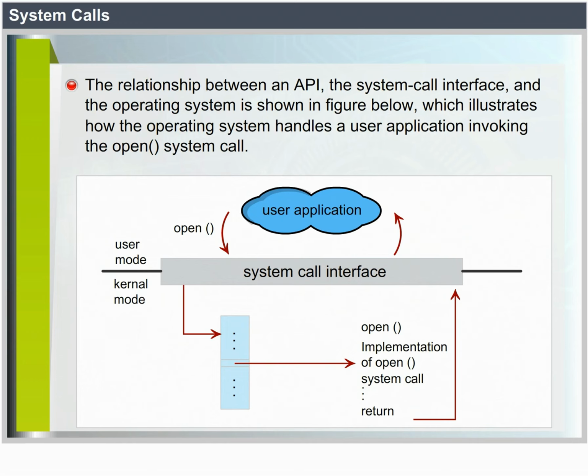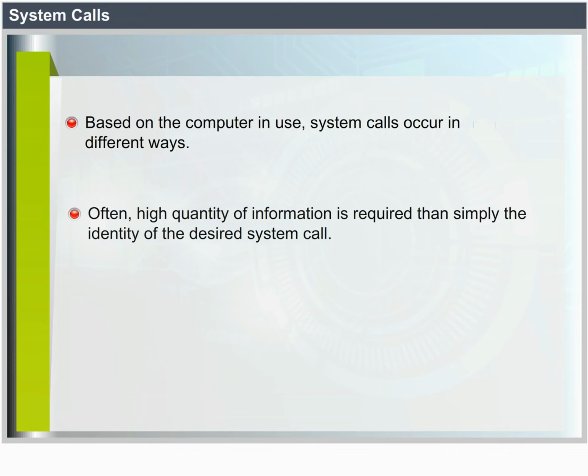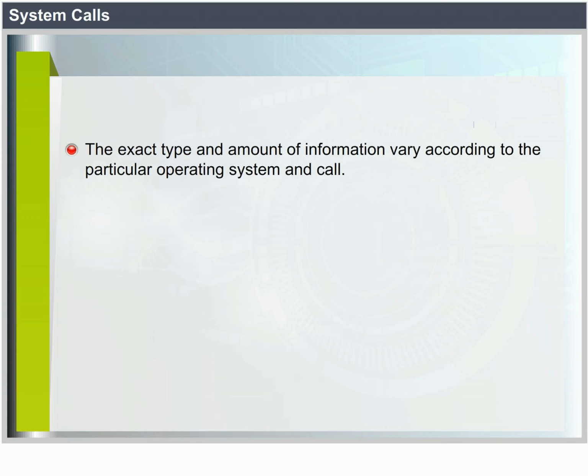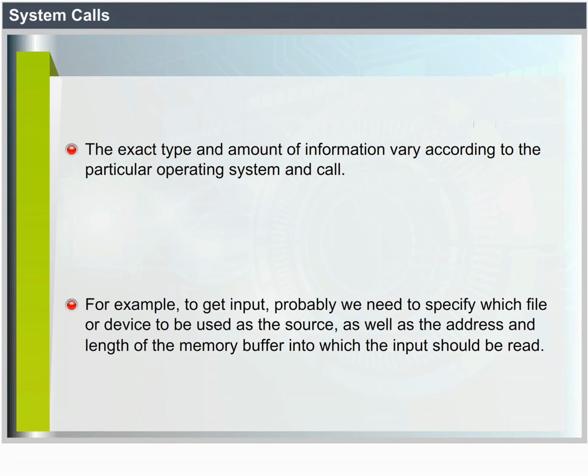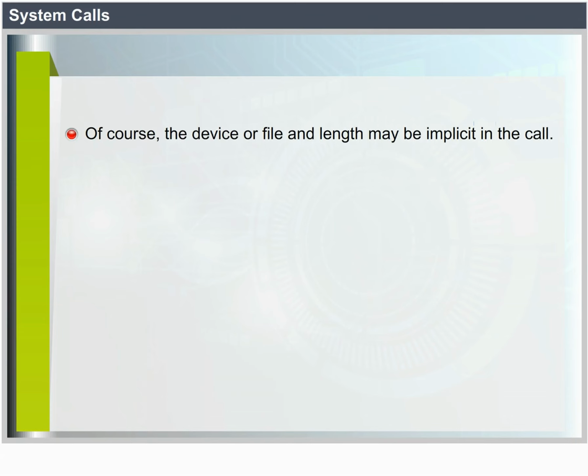System calls occur in different ways depending on the computer in use. Often, more information is required than simply the identity of the desired system call. The exact type and amount of information vary according to the particular operating system and call. For example, to get input, we may need to specify the file or device to use as the source, as well as the address and length of the memory buffer into which the input should be read. Of course, the device or file and length may be implicit in the call.